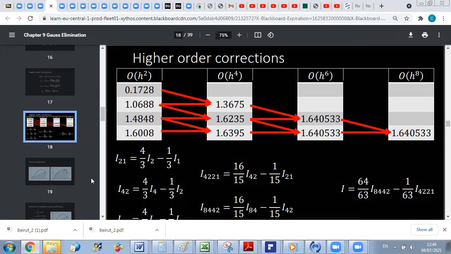What do you think is the way to get 16 over 15 and 1 over 15? Who has an idea about how to get them? So how can we come up with these formulas? What do you think we should do?